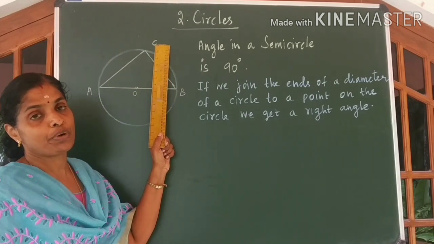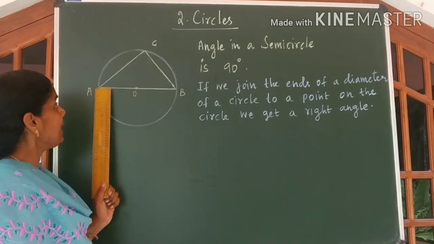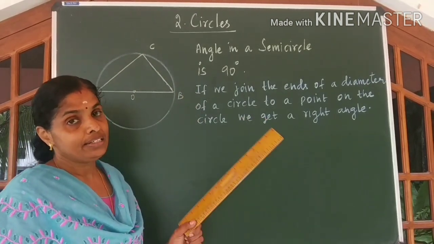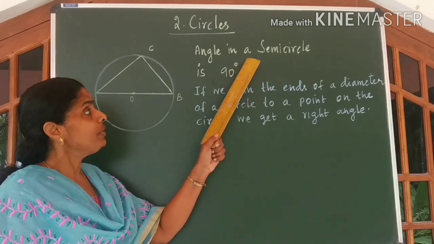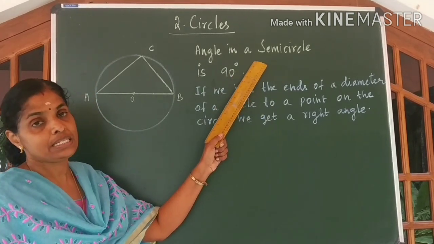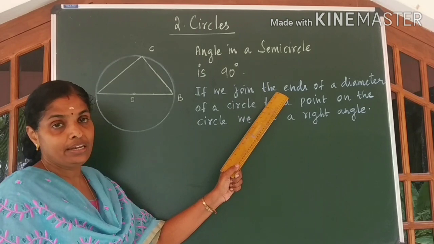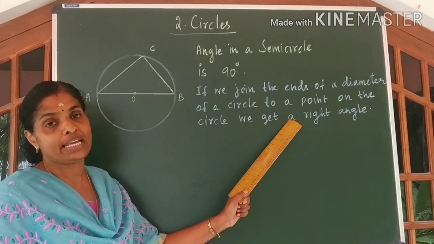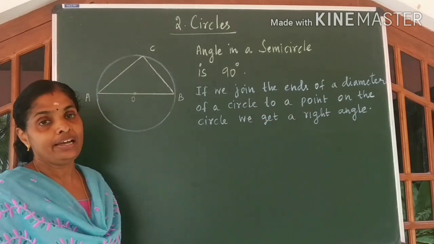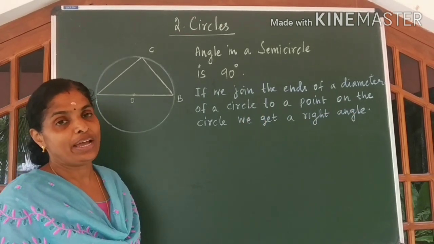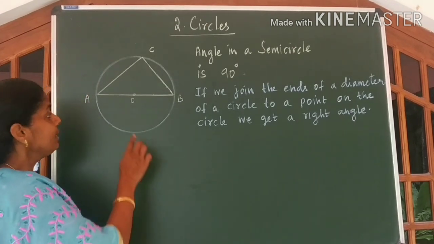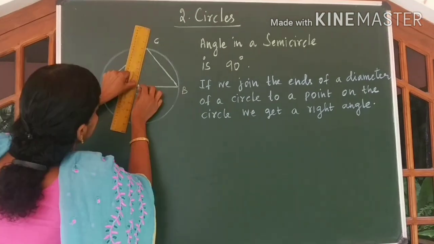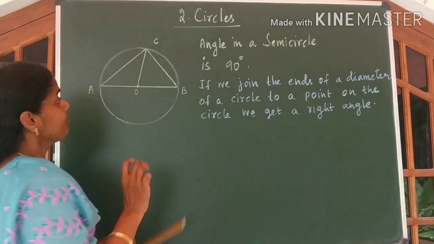We are going to prove angle ACB to be equal to 90 degrees. The other way of saying this statement is, if we join the ends of a diameter to a point on a circle, we get a right angle. See how I am going to prove it. Join O to C.